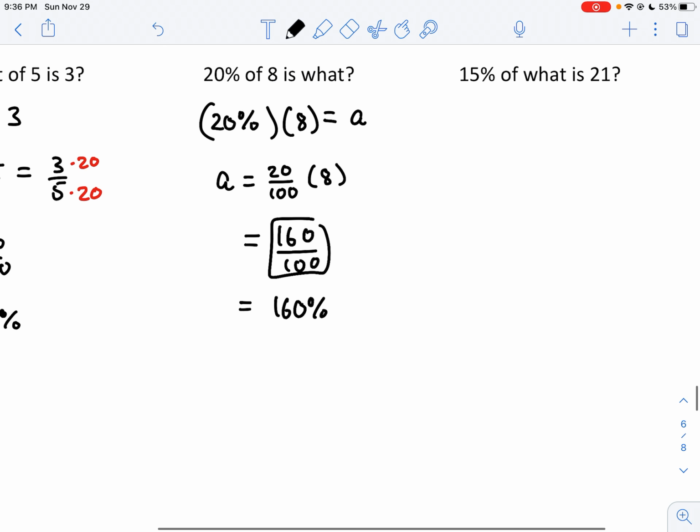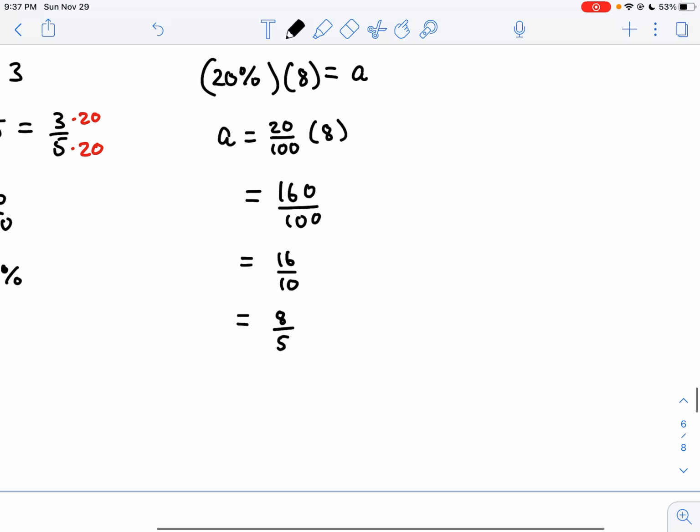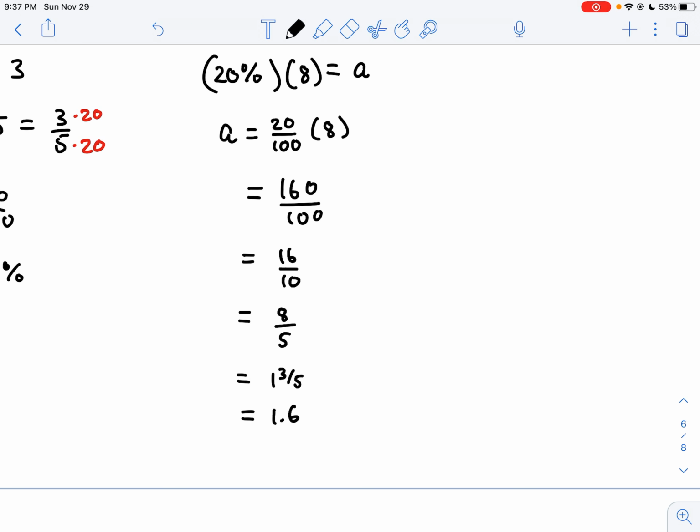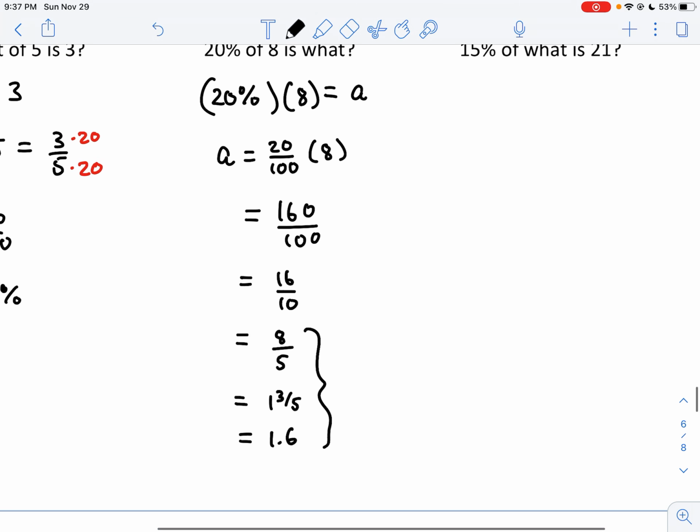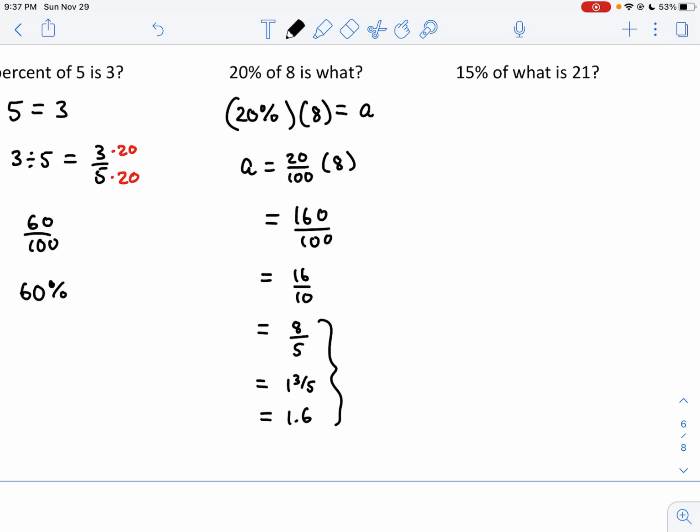160 hundredths, it's true that you could say that this is 160% as an answer, but we're not looking for a percentage. We're looking for a product, which is going to have the same unit as whatever 8 had. So we don't want to frame our answer in terms of percent. So don't go this route. Instead, boil this down to a simpler number. Divide each by 10 is 16 tenths. Divide each by 2 next is 8 fifths. And 8 fifths you could write as a mixed number as 1 and 3/5, which you could write back as 1.6. There are so many different ways you can write an answer here, but in the end, I would say any of these three are all good answers.